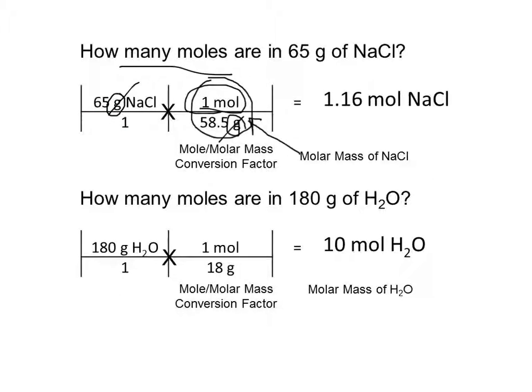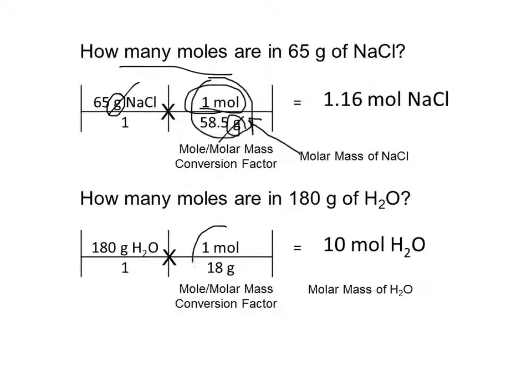All right. So the next one is how many moles are in 180 grams of water, right? So again, here's how we set it up. The first thing we do is we write down what we're given. We're given 180 grams. I put that over 1. Then we multiply it by our conversion factor.